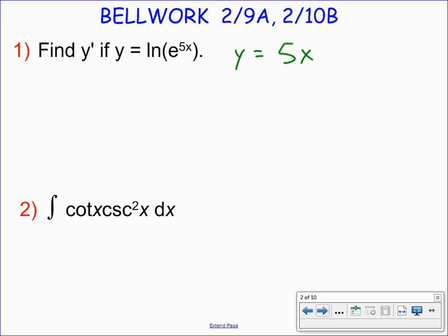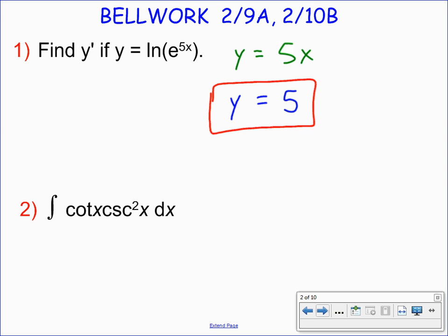And why is that useful? Because now my differentiation is very simple. I don't have to use a chain rule with multiple links. I can simply differentiate 5x with respect to x and get 5. Raise your hand if you have number 1 is 5 already. Yes, good job.